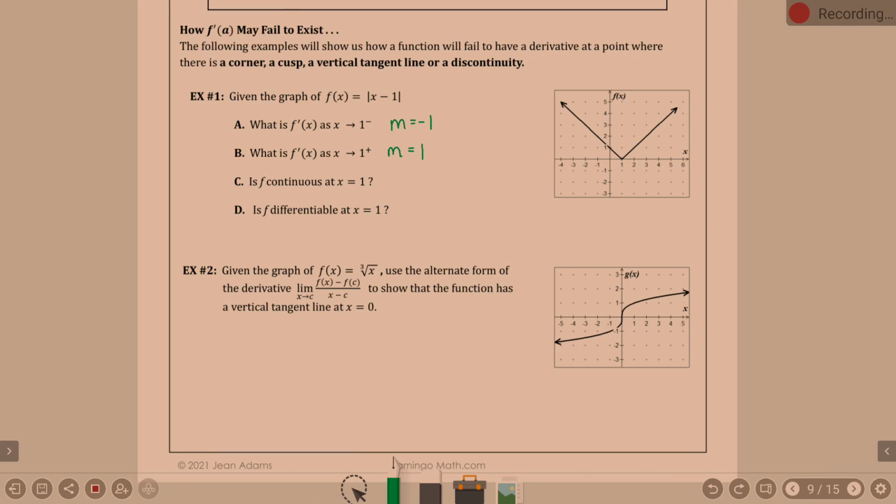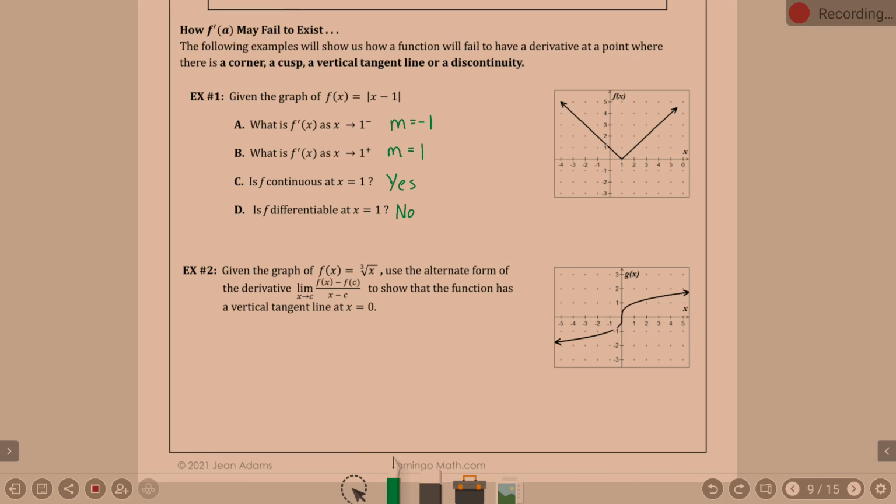Okay. Now, is f continuous at x equals 1? This is continuous, yes? I can draw this with one line. I don't have to pick up my pencil or anything. So yes, f is continuous. Is f differentiable at x equals 1? No. Are we able to take the derivative?